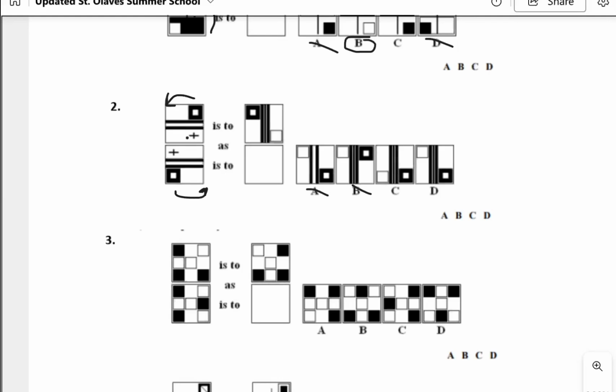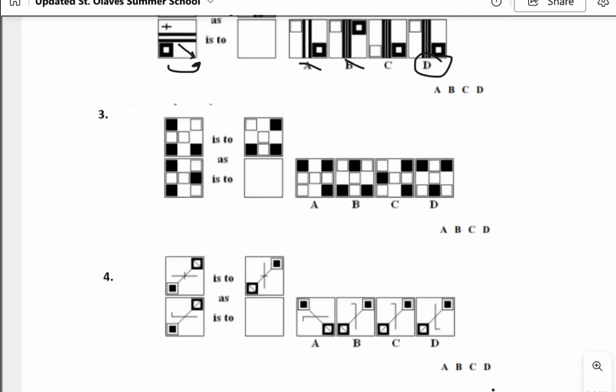And then if the cross is in the bottom right, it shall go to the top left. So if it's in the top left, it shall go to the bottom right. Therefore, oh, actually, since we're going here, this cross stays in the same place but becomes a white square. This cross will stay in the same place but becomes a white square, so it has to be D.